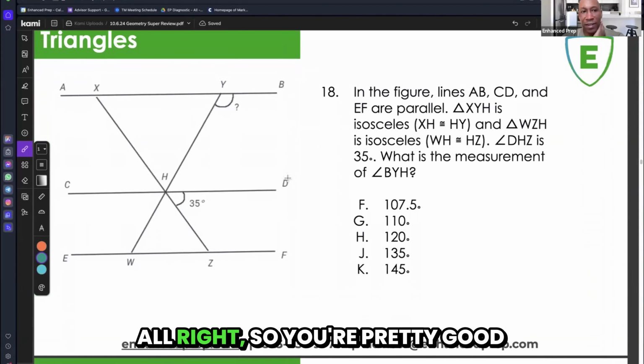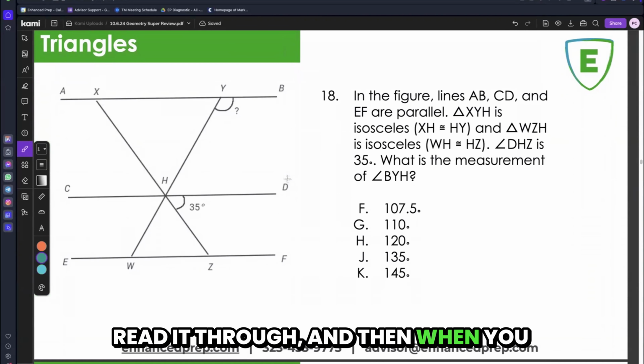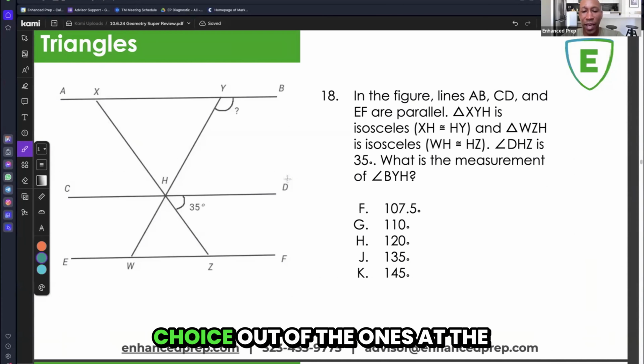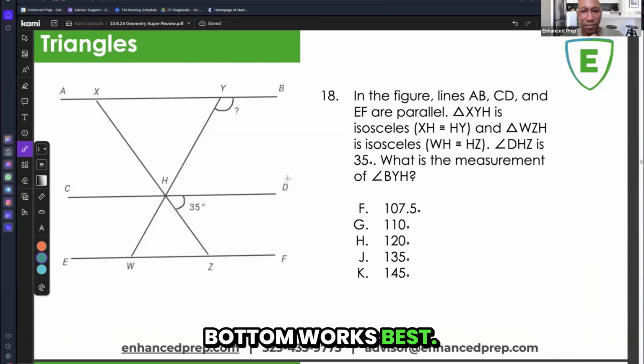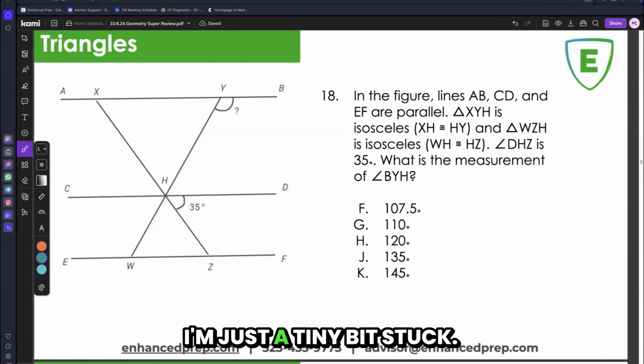Great job. All right, so you're pretty good with triangles. So I'm going to let you try this question out, read it through. And then when you get done, let me know which answer choice out of the ones at the bottom works best. Yes, exactly. Yep, I'm just a tiny bit stuck.